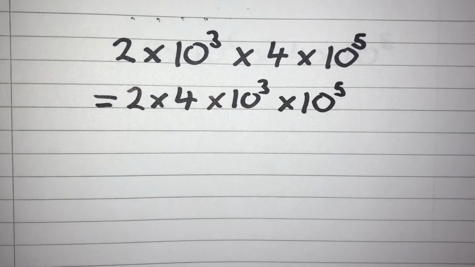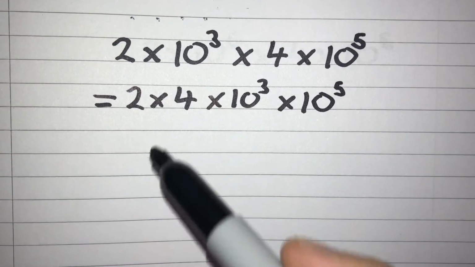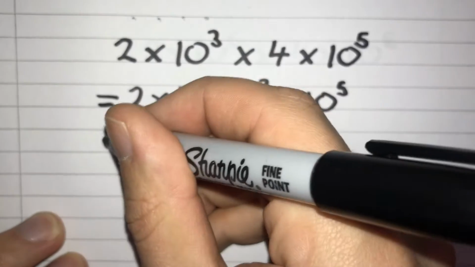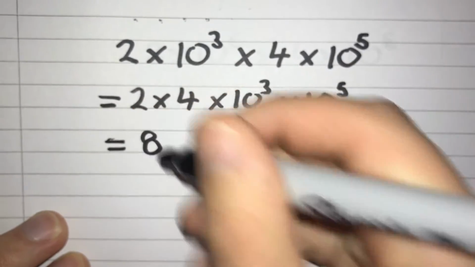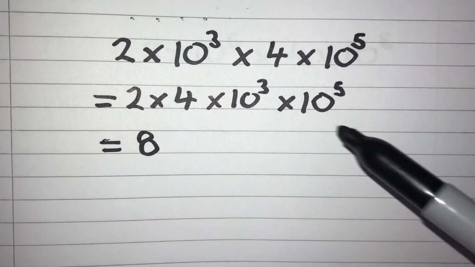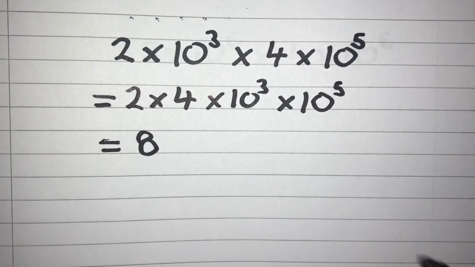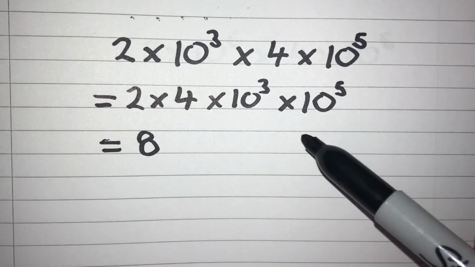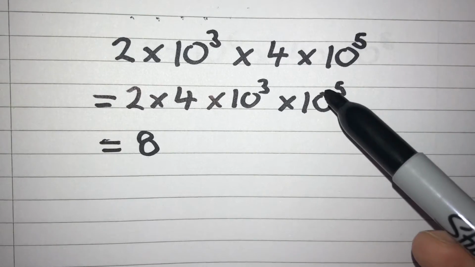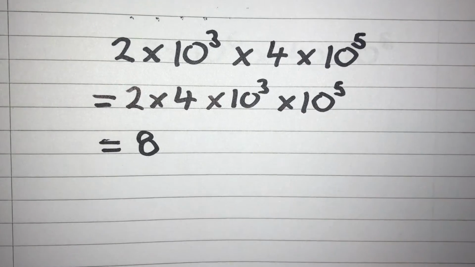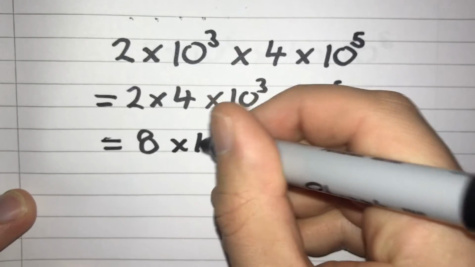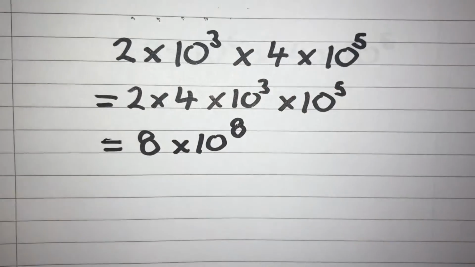Now we can work out what these multiplications would give us. 2 multiplied by 4, of course, gives us 8. And then 10 to the power of 3 multiplied by 10 to the power of 5. We need to remember that when we're multiplying powers together, we just add the two powers. Because we've got the same base number, we can just add the 3 and the 5 together. 3 add 5 gives us 8. So it's going to be 8 multiplied by 10 to the power of 8.